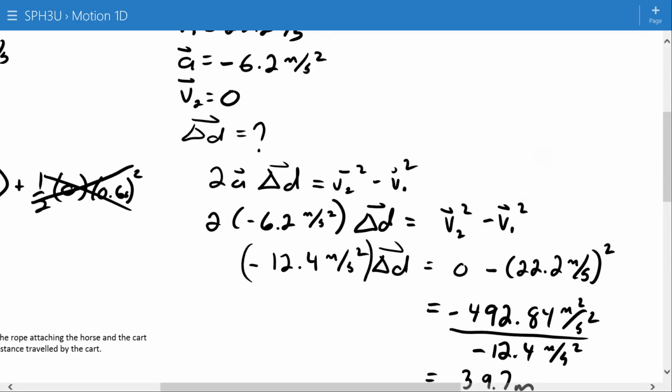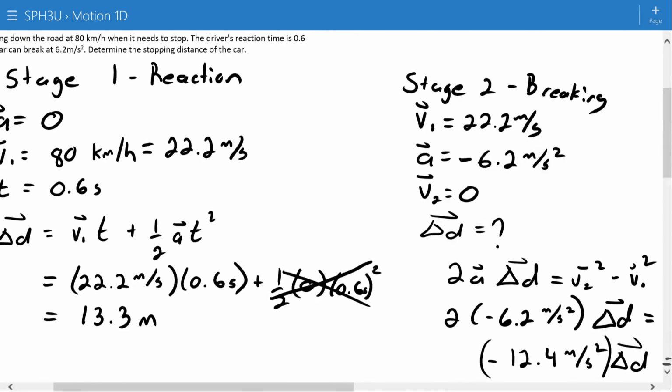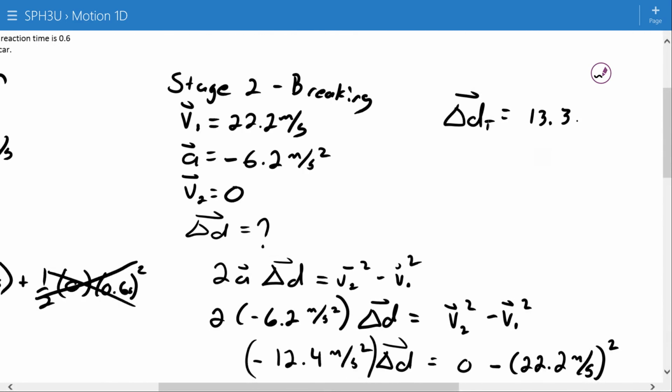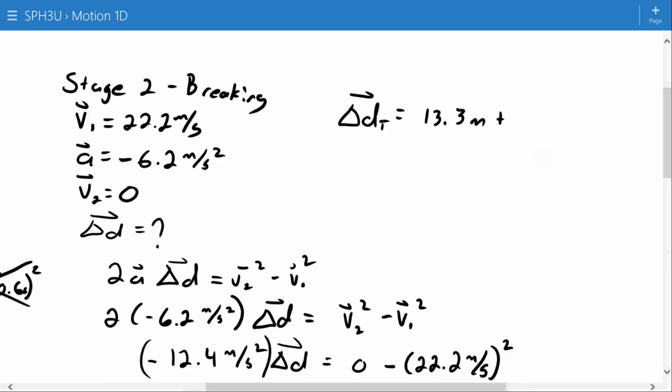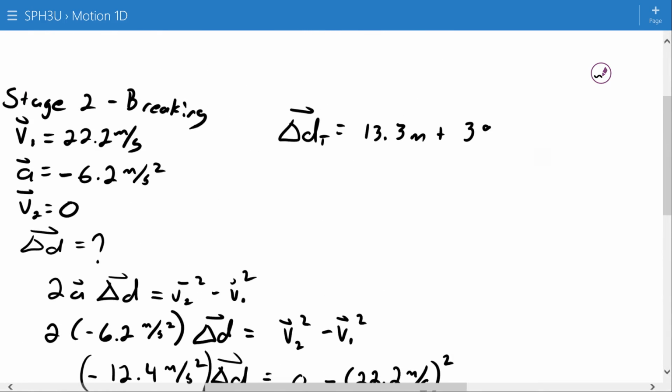Okay, so in the first step, my delta D is going to be 13.3 meters. And in the second step, my delta D is going to be 39.7 meters, which is going to total to 53 meters. So it's going to take 53 meters for that car to stop.